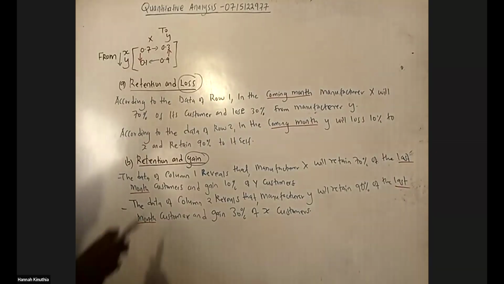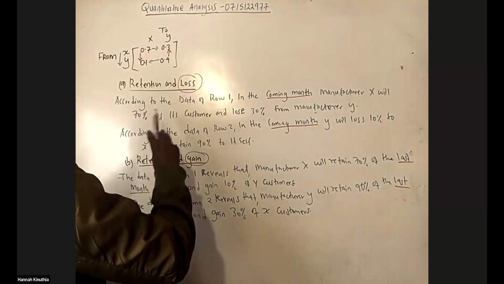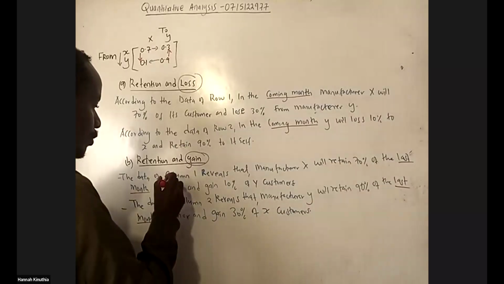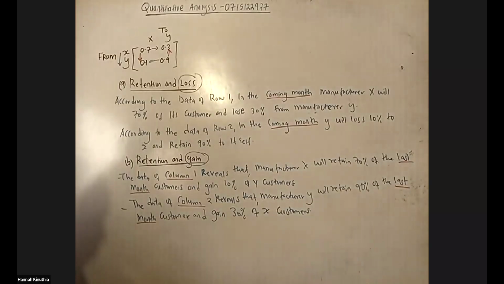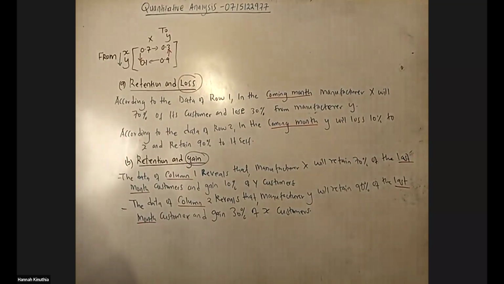Another thing that you have noticed: when we talk about the loss, we're talking about the row. But when we talk about the gain, we're talking about the columns. So when you are explaining, you need to be very keen on those items.